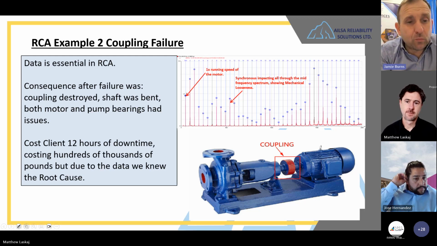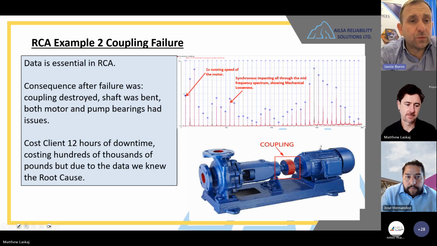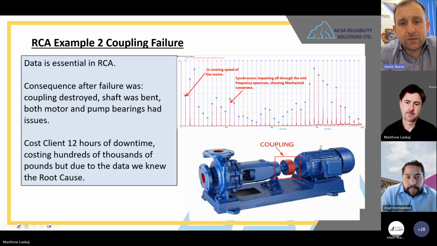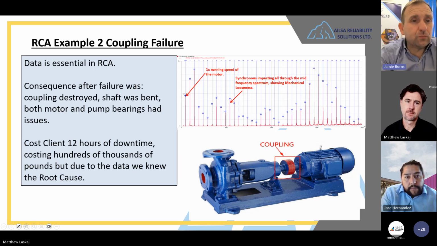But the problem was it failed. Coupling was destroyed. The shaft was bent. Both, as it says there, the motor and pump bearings had issues. So when you're looking at that after the event, you're saying, what was the thing that went first? And you'd be starting to look at, right, was it the coupling? Was it one of the bearings that went that then started the process for the coupling to go? Was it lubrication? Was it this? So you're starting that whole why tree.